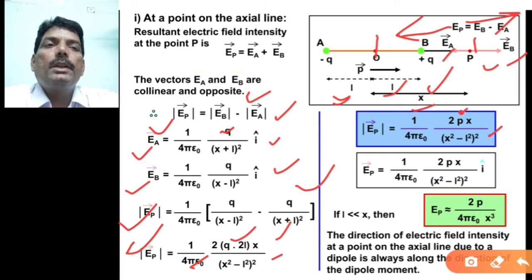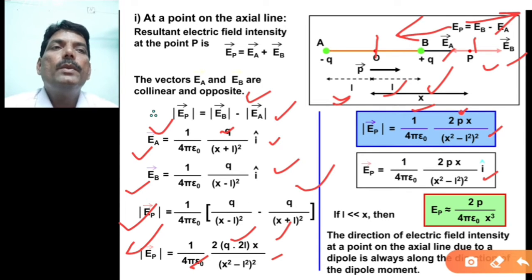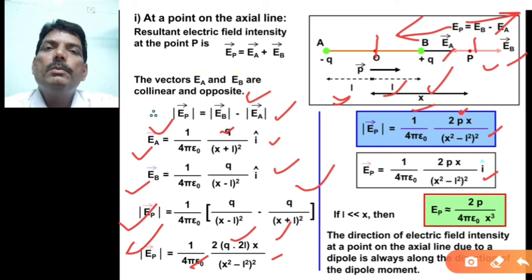And in vector form, you will get the resultant electric field as 1 upon 4 pi epsilon naught, 2px upon (x square minus L square) whole square into i cap, where this i cap is a vector which is pointing from negative to positive charge. That is the meaning in the vector form.